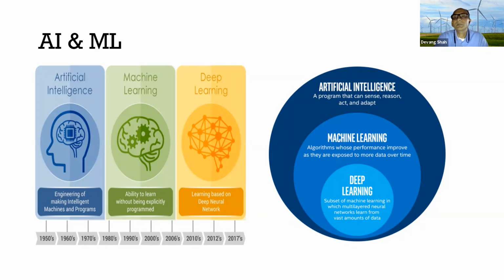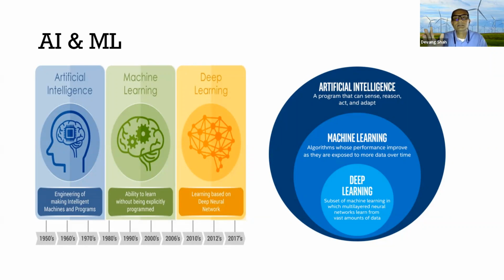And you can see on the right-hand side that artificial intelligence is a program that can sense, reason, act, and adapt, which is a larger umbrella. Within that, you have machine learning, which are the algorithms whose performance improves as they are exposed to more data over time. So it's an iterative process. You start somewhere and then you continuously feed the better data or the larger data set to get better results, right? It's all about the probability, and there are algorithms to tell you how close you are to what we call an optimal level of outcome, right?